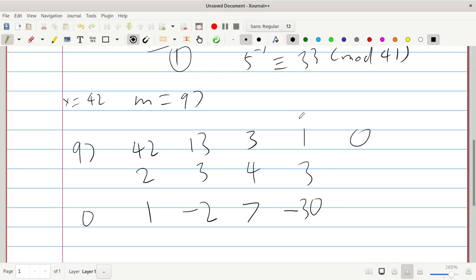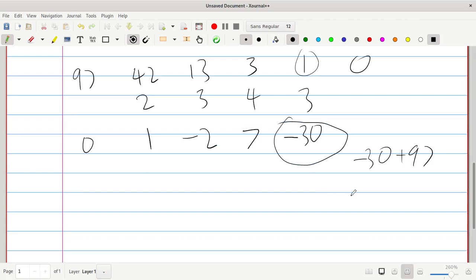And we got 0, and the number before it is 1, which means that we do have an inverse, and the inverse is negative 30. So again, it's negative, so we're just going to add the modulus, plus 97. Negative 30 plus 97 is 67. So the inverse of 42 is 67 mod 97.